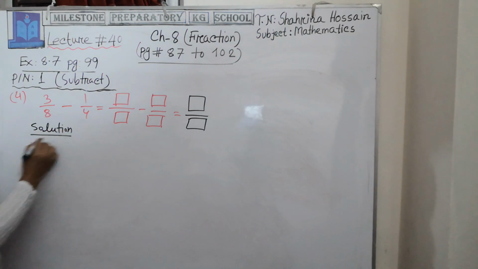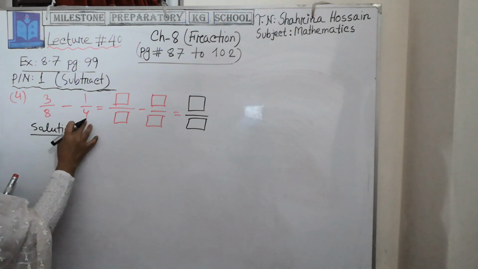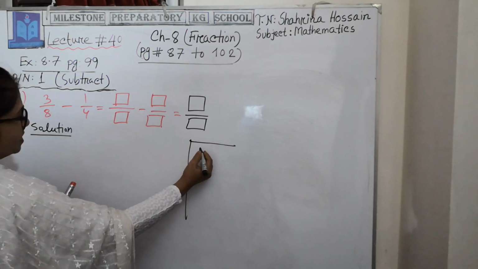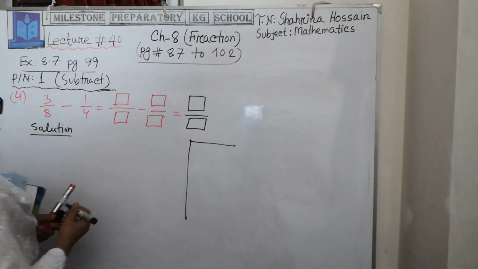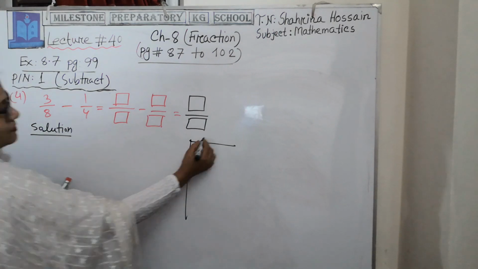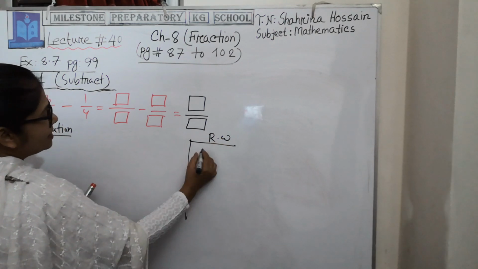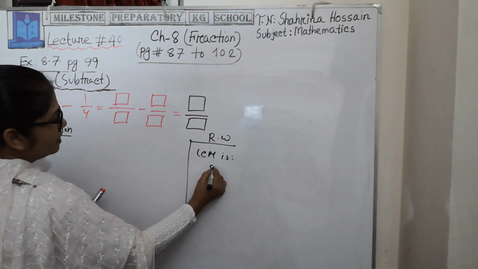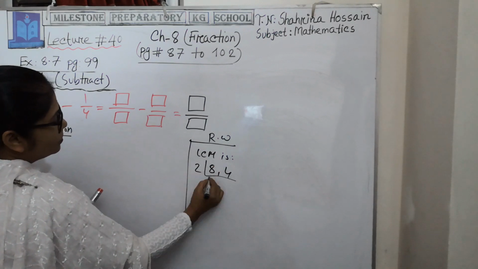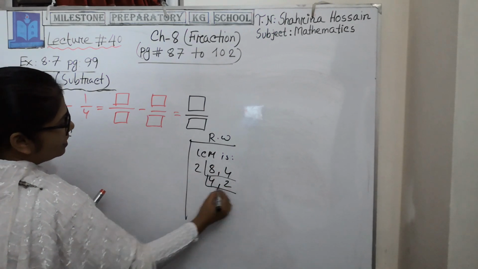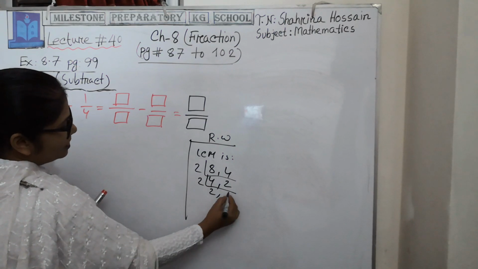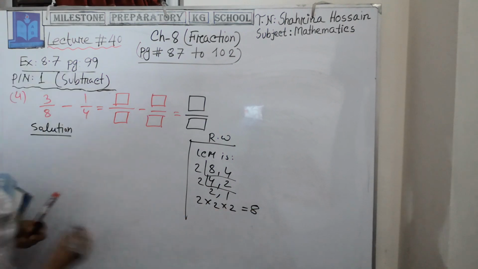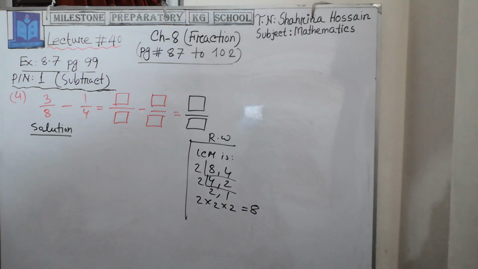If you observe 8 and 4, these are two denominators, both are even and composite. So we can easily find the LCM by doing the calculation. 4 twos are 8, 2 twos are 4, then 2 twos are 4, then 1. 2 into 2 into 2 means 8. 8 is the LCM.